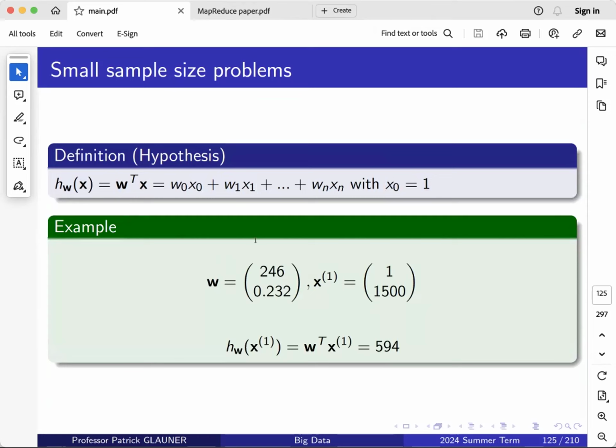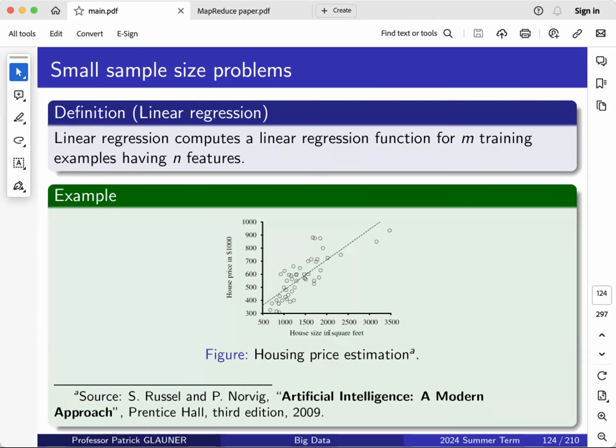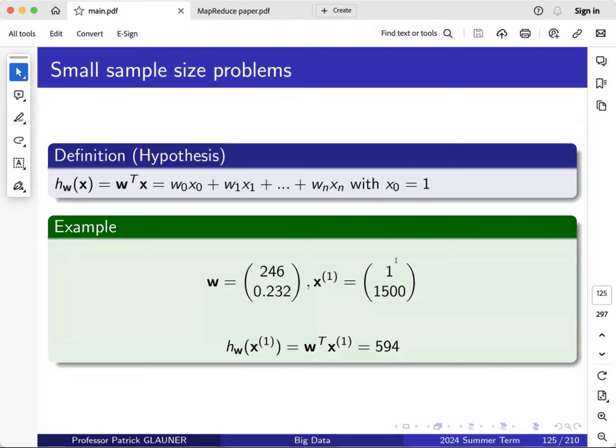For our data set from before, we could say that this y-intercept is 246. Then we have our weight w1, which is 0.2, and we have a house that has 1,500 square feet. That's its size. And in order to predict its price, we just multiply this. We have our input vector x, and we predict the label, which is 594. And somewhere we need to get these weights from, and we get these weights from training our model.